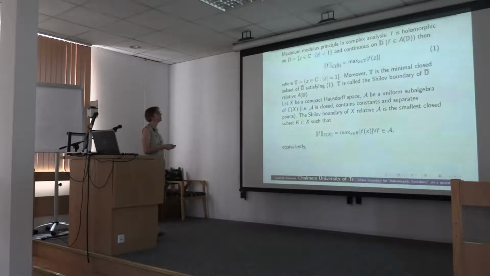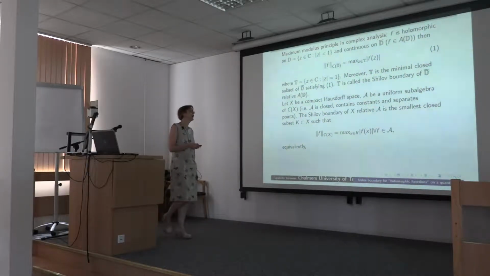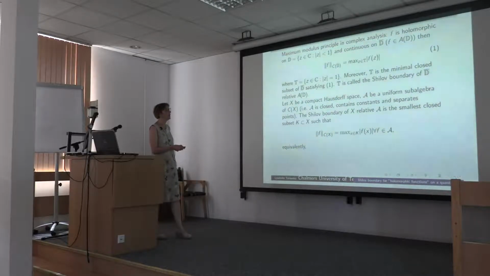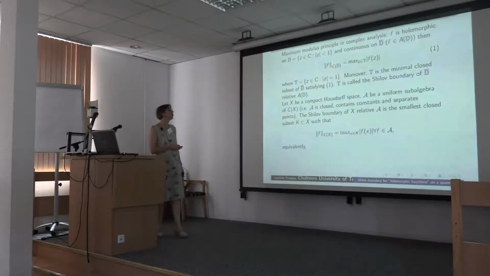A more general definition is given by Shilov. We consider X to be a compact Hausdorff space, and we consider A to be a uniform subalgebra of C(X), which means that A is closed, contains constants and separates points. It is not closed under complex conjugation, otherwise it would be the whole C(X), but it generates C(X) as a C-star algebra.